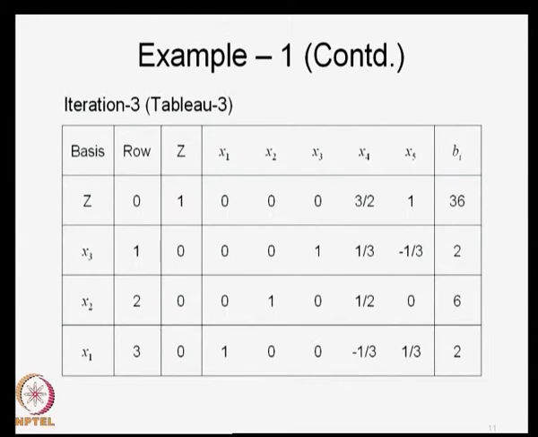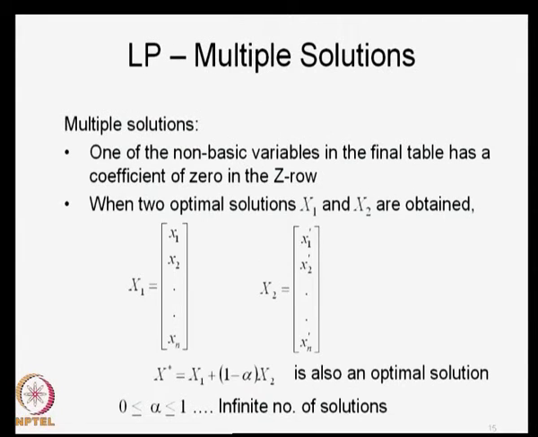So, multiple solutions are identified if one of the non-basic variables in the final table has a coefficient of 0 in the z row. This indicates that this particular non-basic variable, which has a coefficient of 0, can be brought into the basis. It was a non-basic variable, and you can make it a basic variable without changing the value of z, which means you then get two solutions.